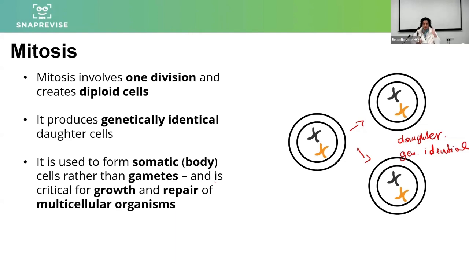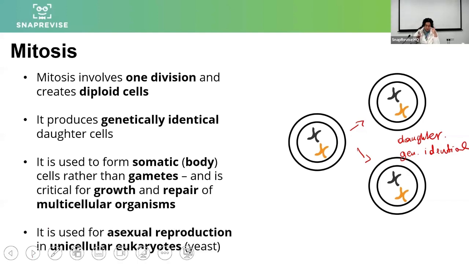And why is that important? Growth and repair of multicellular organisms, as well as asexual reproduction in unicellular eukaryotes. The type of cell division by which prokaryotes divide is called fission, not mitosis. Mitosis specifically refers to the particular behavior of chromosomes and what the cell does. You will not say that bacteria divide by mitosis.